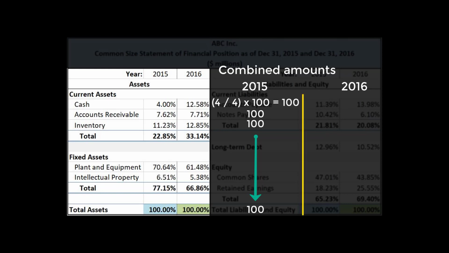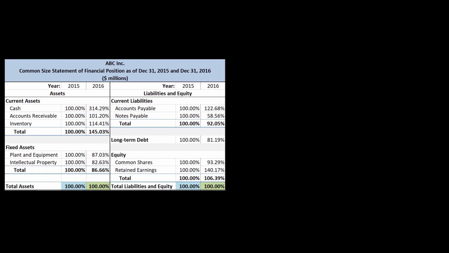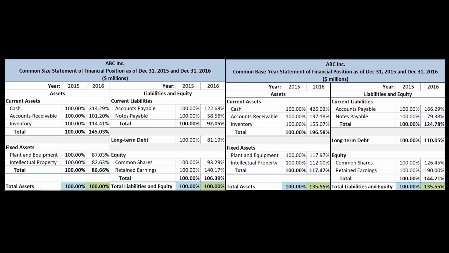Now for 2016, we begin by dividing 12.58% by 4% times 100 to get 314.29%. For accounts receivable, similarly, we divide 7.71 by 7.62 times 100 to get 101.2%. The completed statement looks like this. Comparing it to the regular common base year statement, we see that the changes from year to year in the combined statement are lower across the board. This is because the combined statement adjusts against the natural growth in all accounts which accompanies an overall growth in assets.